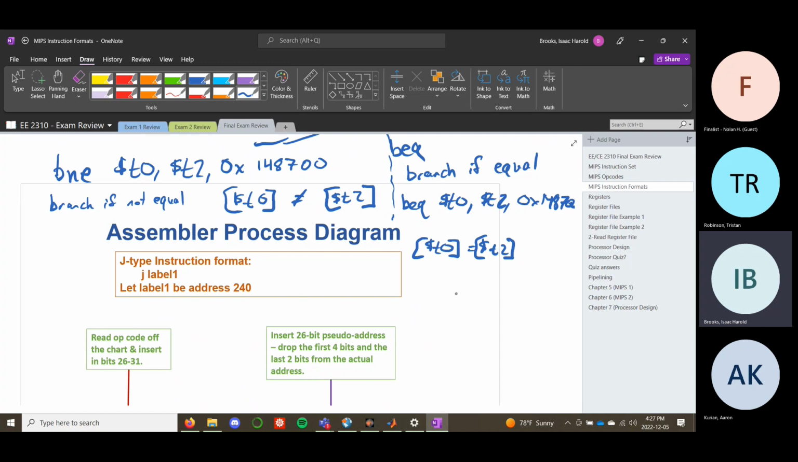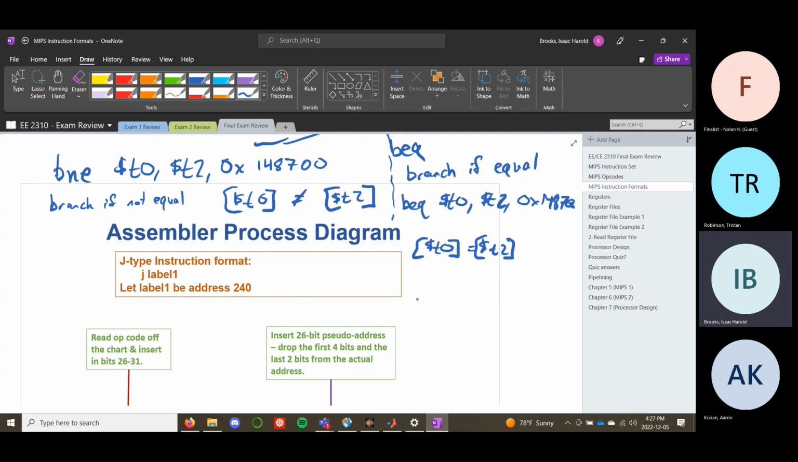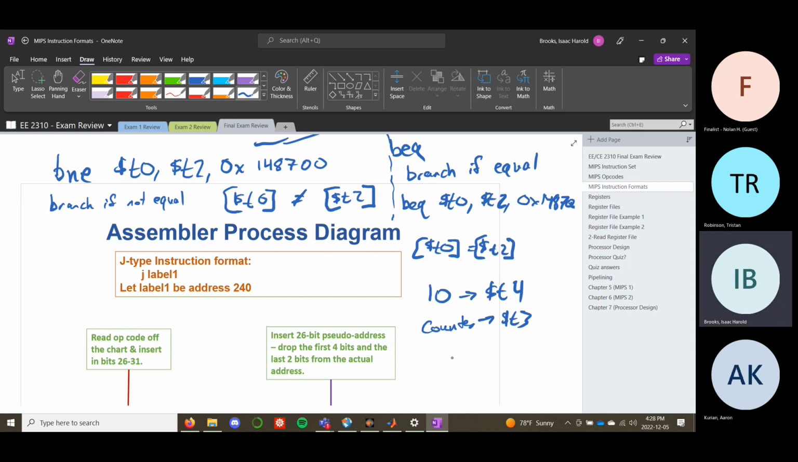Yeah, for a for loop, you basically have your condition. Say you wanted to do a for loop counting from 0 to 10. You would have to store that 10 into a register, like call that T4. And this would be your loop end condition. And then you'd have to have a counter variable, that could be like T3, right? And then you do whatever logic. And then your check would be BEQ T4, T3, end of loop.